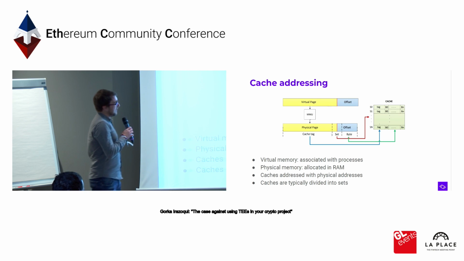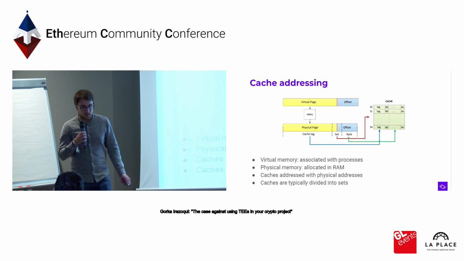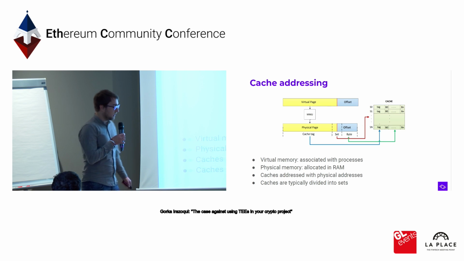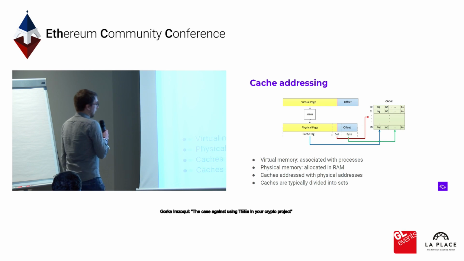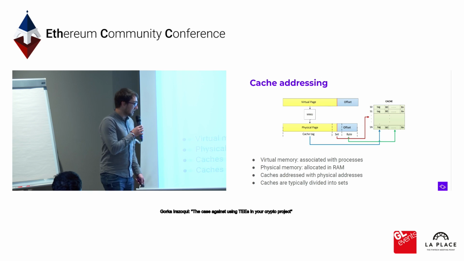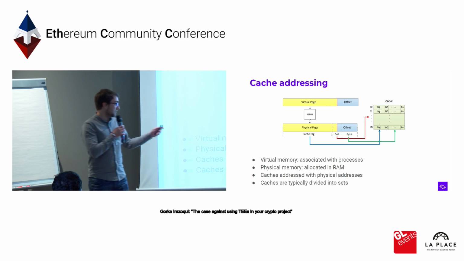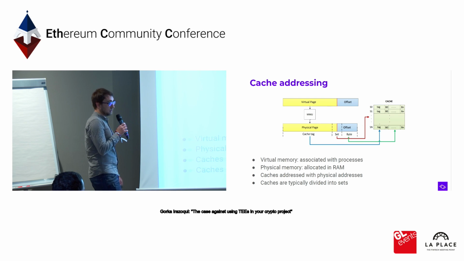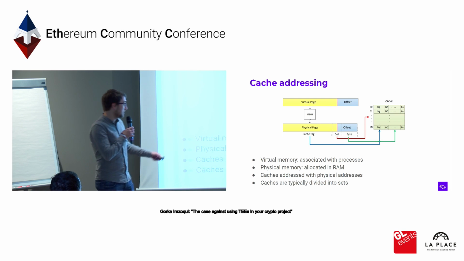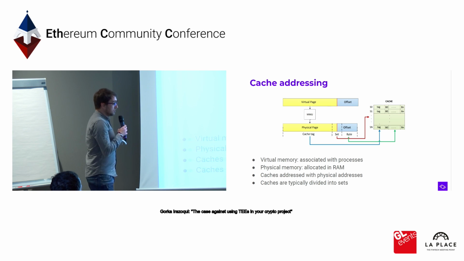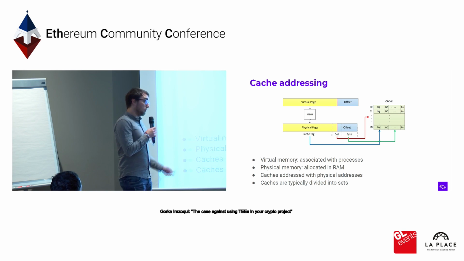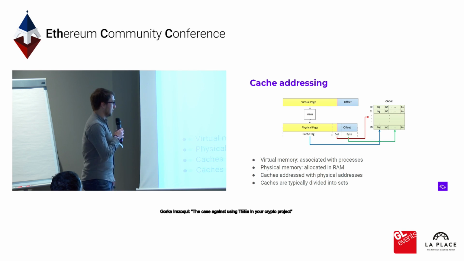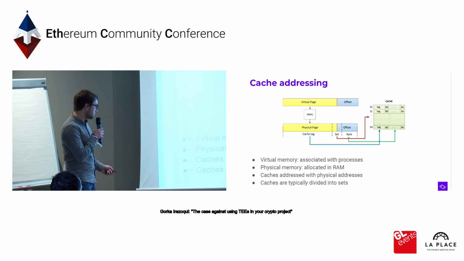So how does the CPU decide to which location an address goes? It's addressed by the physical address. We take the physical address, and part of it we use to select where in the cache that piece of memory goes. Caches are usually divided into sets, and we can think of them as buckets. So one portion of the physical address decides to which set that memory goes.